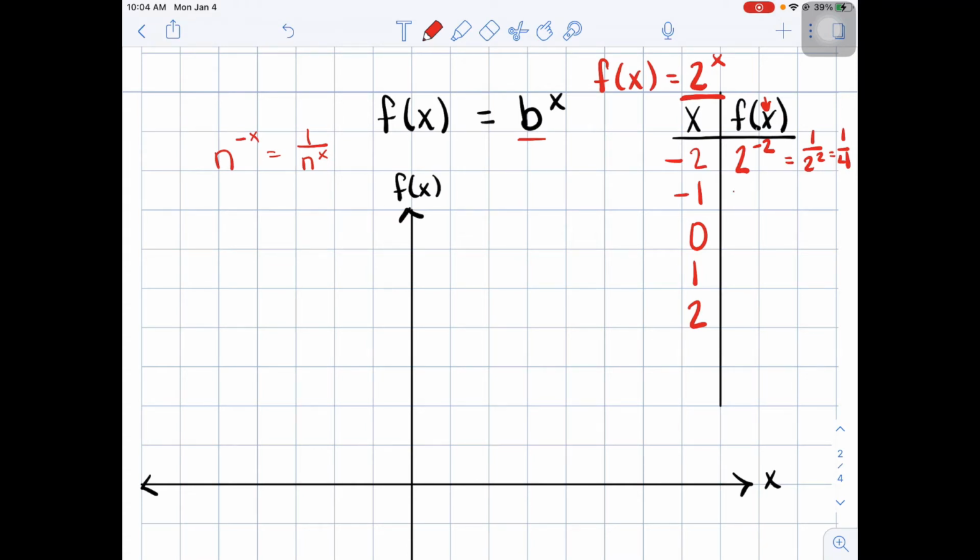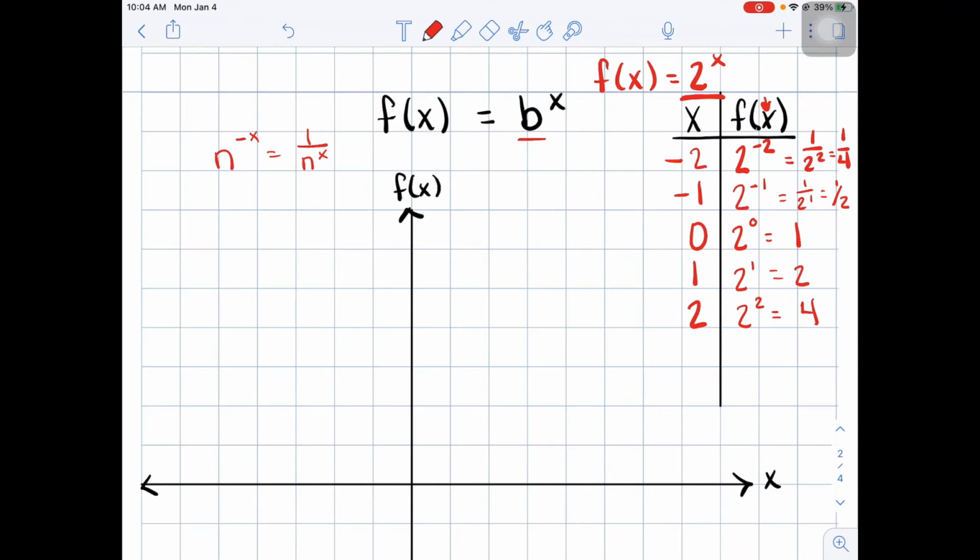Same thing we do here. 2 to the -1 is the same thing as 1 over 2 to the 1, which is 1/2. Now, if we put in a 0, it's 2 raised to 0. Remember our exponent rules, anything raised to 0 is actually 1. And then 2 raised to the 1 is 2, and 2 raised to 2 is 4. So now we have some points that we can plot on a graph.